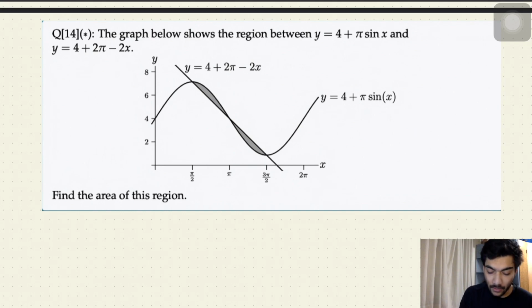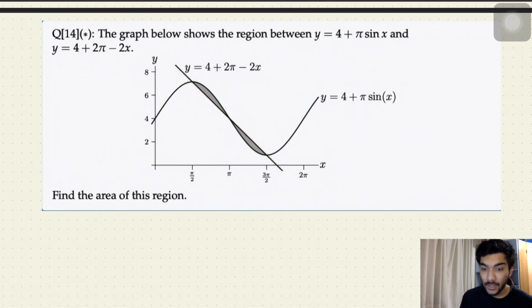So now in this question, you have to calculate the area of the region between y equals 4 plus pi sine x, which is this graph. You know the sine function, right? It's like this. So this is your 4 plus pi sine x, and 4 plus 2 pi minus 2x is your line, which is this one.